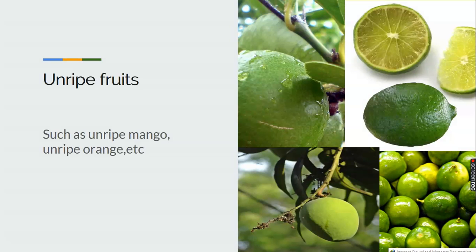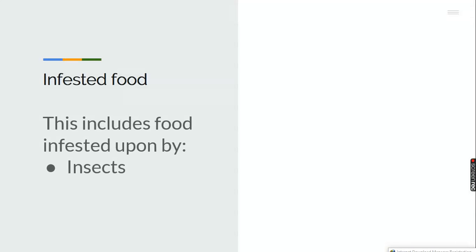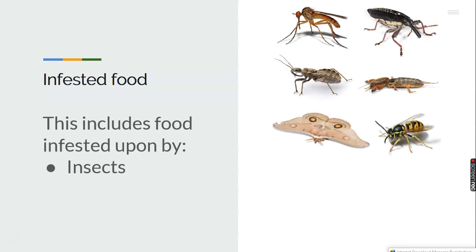Unripe fruit, it can upset your stomach. Unripe mangoes, unripe orange, mention them. Infested food. Now, this includes food infested upon by, that is walked upon or touched, contacted by insects. And you have a lot of them around. Houseflies, cockroach, mosquitoes, and whatever you mention them.